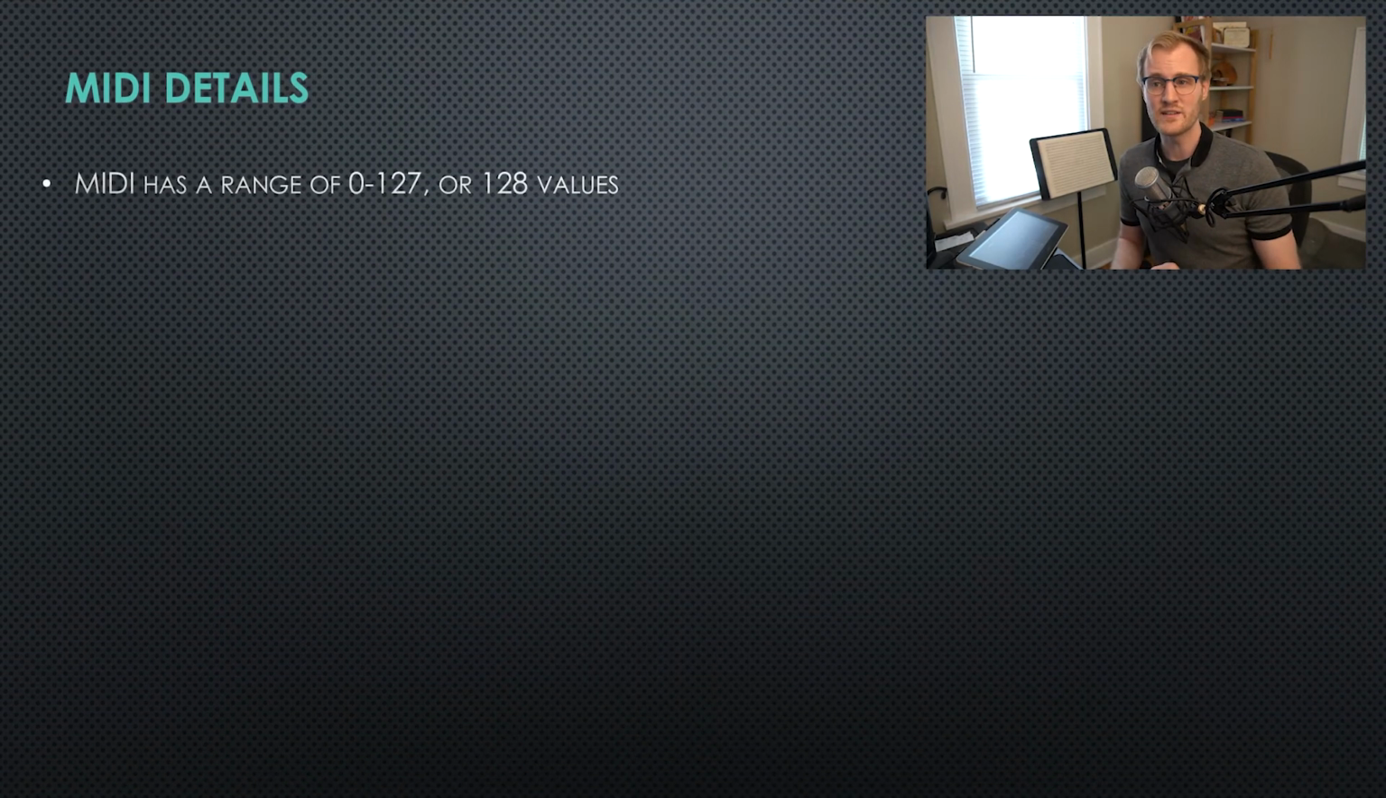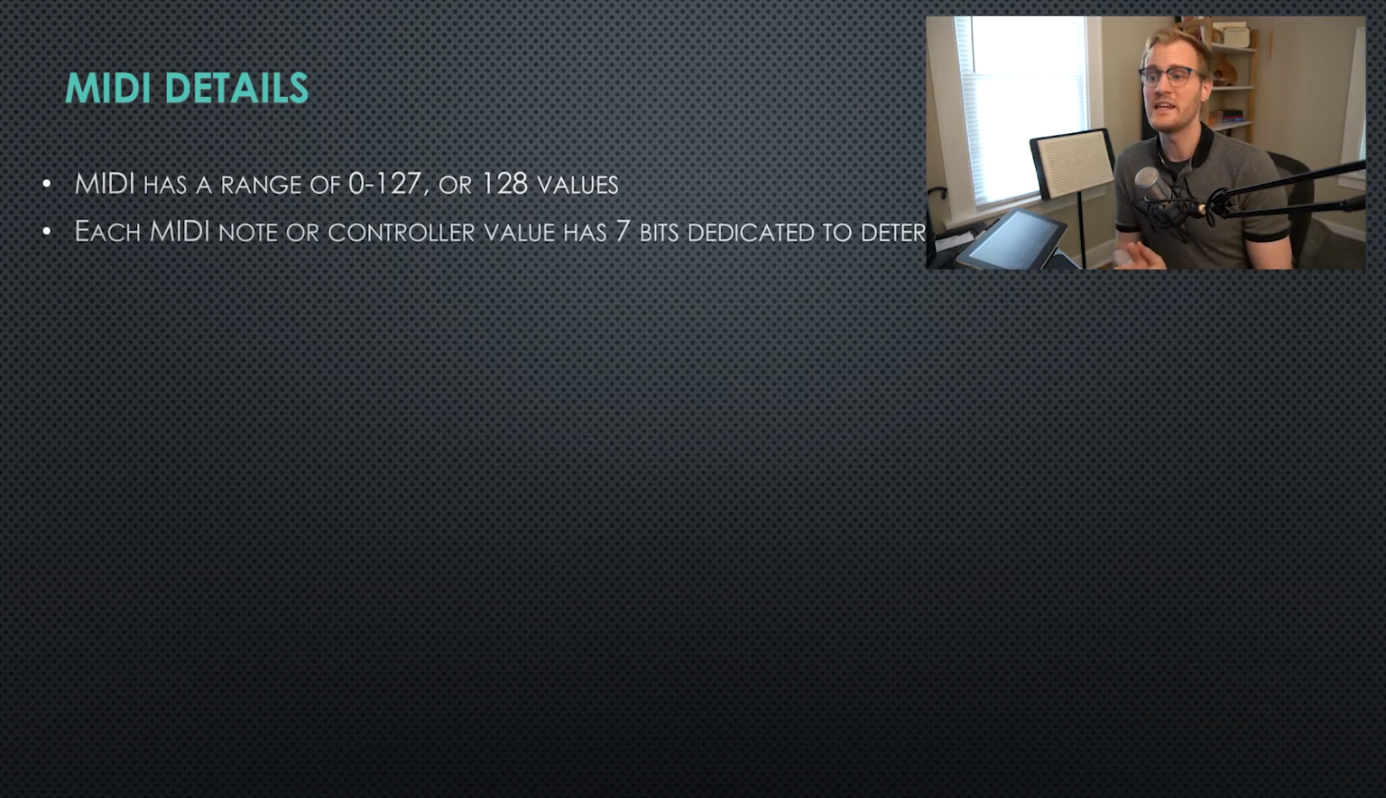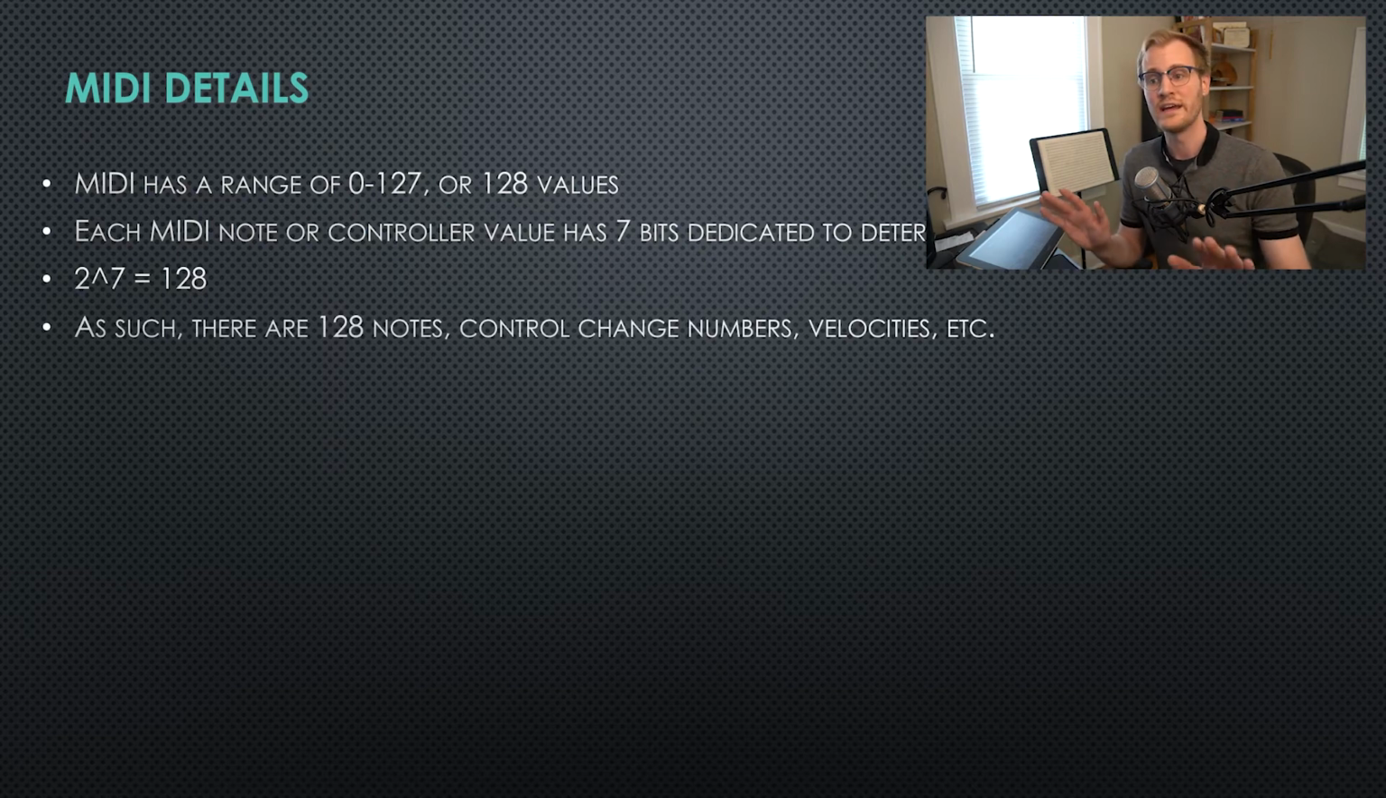A few MIDI details. MIDI has a range of 0 to 127, which I sort of hinted at before, or we could say 128 discrete values. Each MIDI note or controller value has 7 bits dedicated to determining the value, and you can imagine 2 to the 7th power is 128, which is why we are within that value range. As such, there are 128 MIDI notes, control change numbers, velocities, etc.